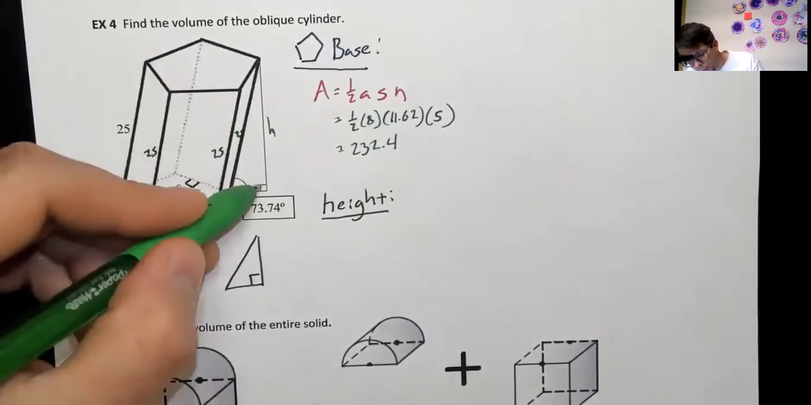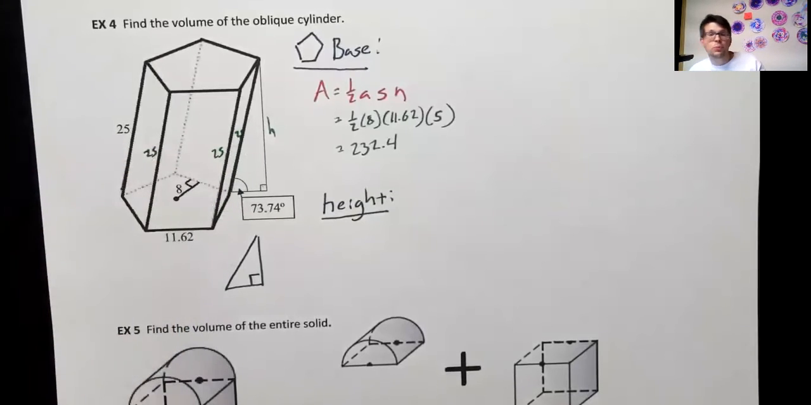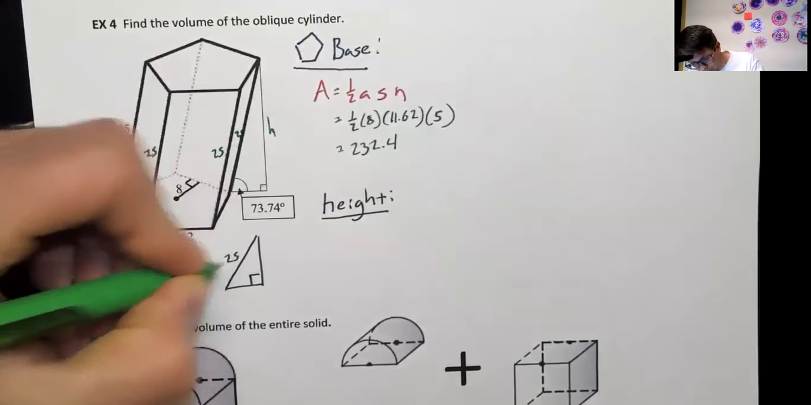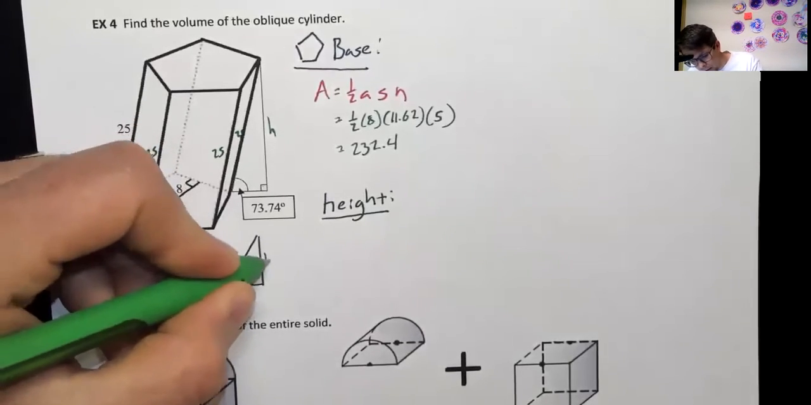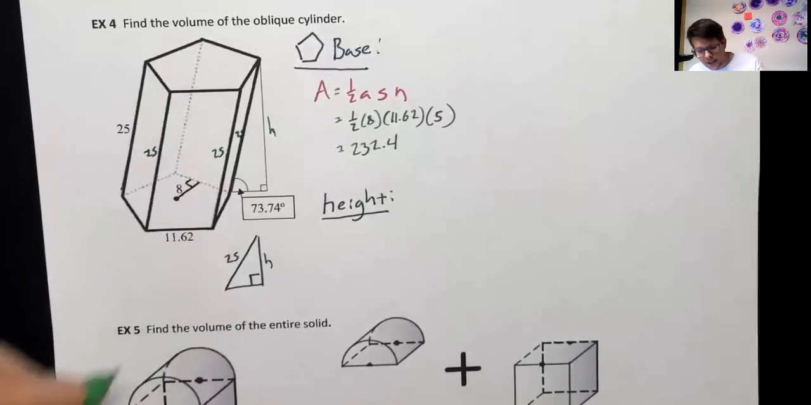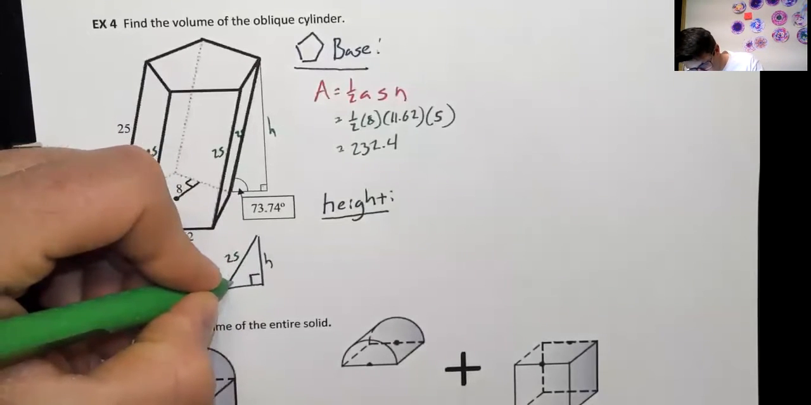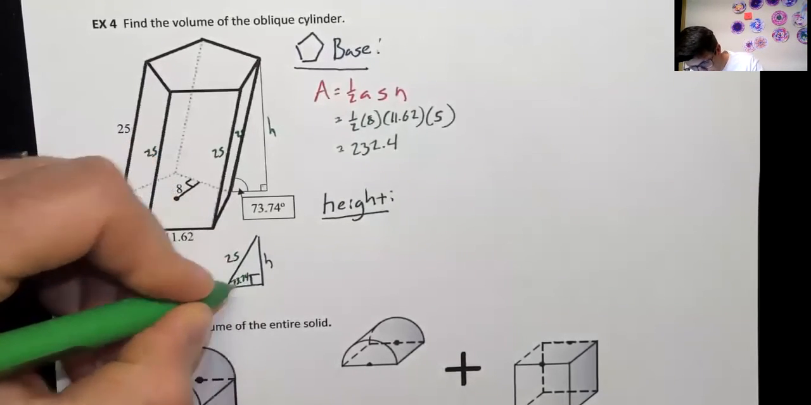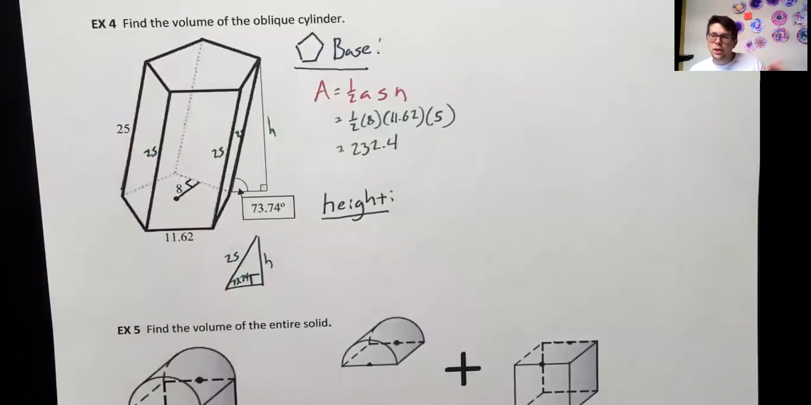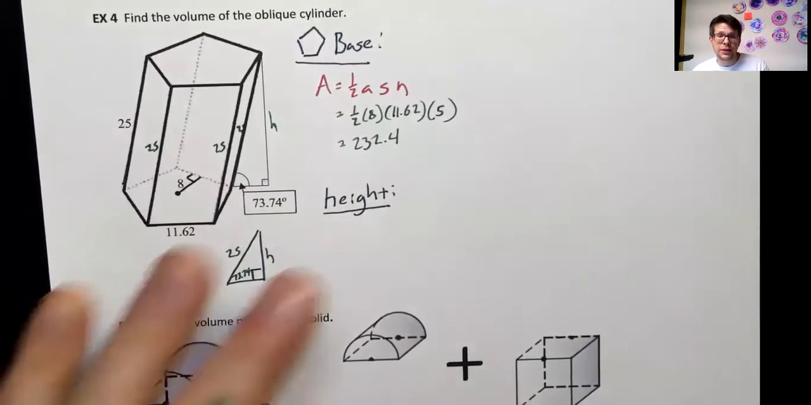So now, because of the right angle and this collection of information, what you might notice is that you're actually looking at a little right triangle. It has a hypotenuse, which is 25. It has a 90-degree angle. It has a height, which we need to find. And it has an angle measure inside here of 73.74. Okay, great. That right triangle means that we can use our right triangle tools to find the height, and so we should.